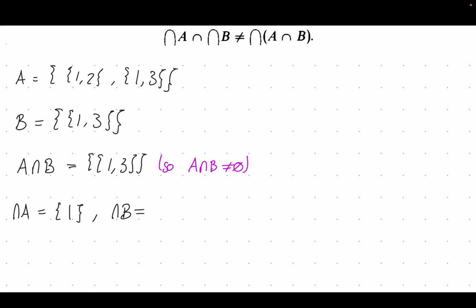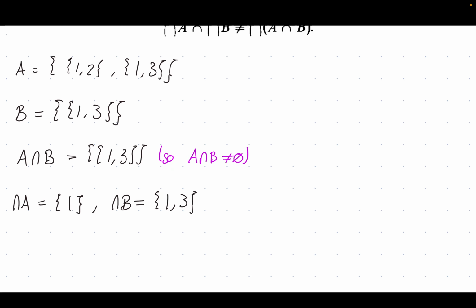Now let's see the intersection of B. Let's see, 1 appears in this element, which is the only element of B. So, kind of trivially, it appears in all elements of B. Similarly, 3 appears in this element, which is the only element in B. So, there we go. Okay.